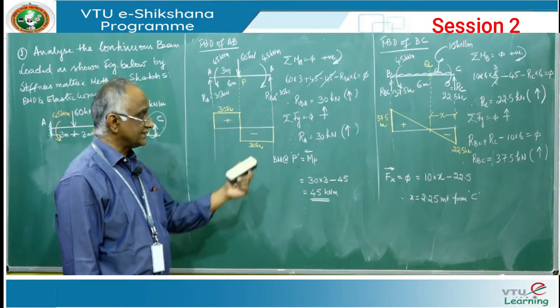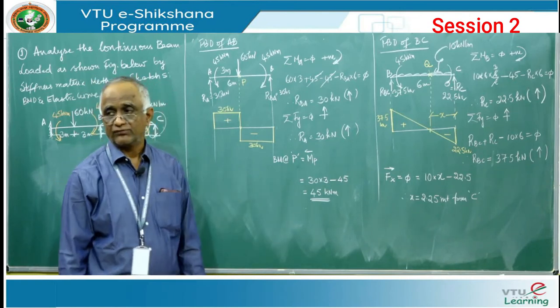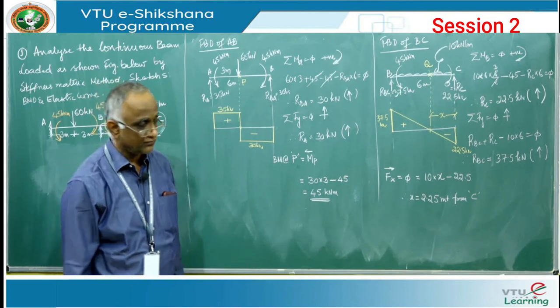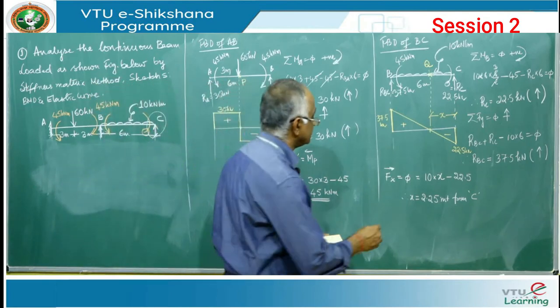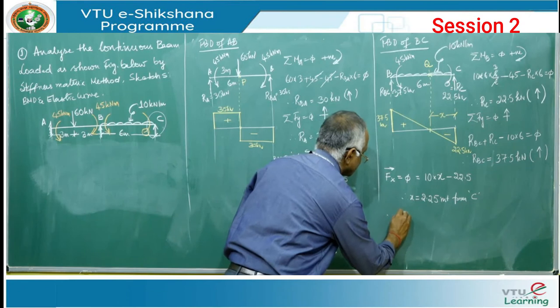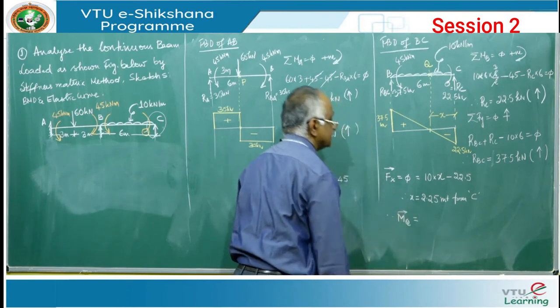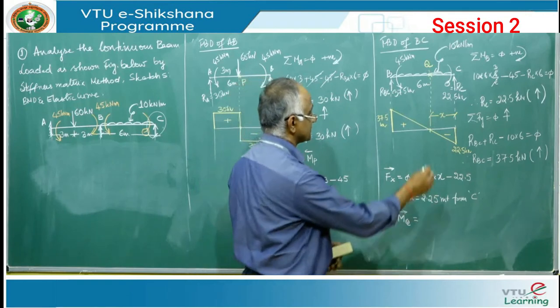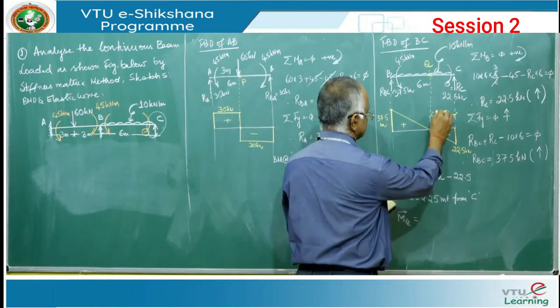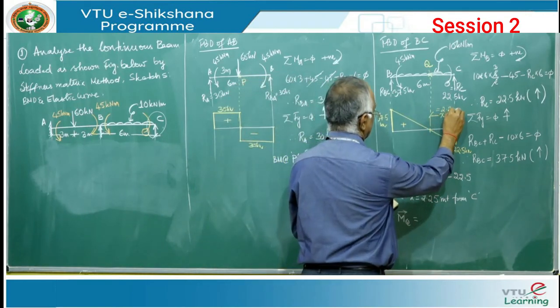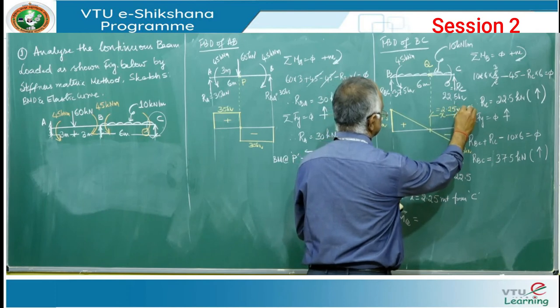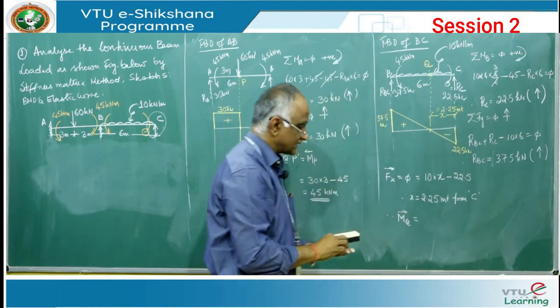That means from A it is around 3.75. Out of 6 minus 2.25 it is 3.75. So let me find out, therefore, the moment at Q. Again I will take the right side, because I already found the distance. That distance is equal to 2.25 meters. So what are the forces acting to the right?